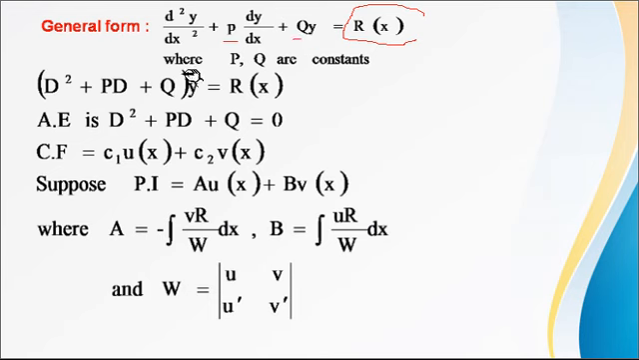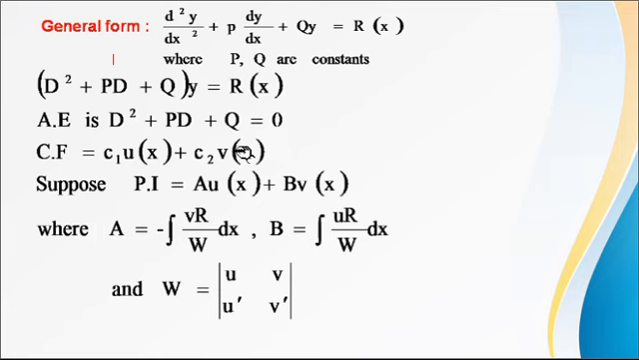First of all, you have to write this in operator form. That means we replace d²y/dx² with capital D² and dy/dx with capital D. Therefore (D² + pD + q) y = r(x), where D means d/dx. Now write down the auxiliary equation. For any method, the complementary function is common. So first we equate D² + pD + q, that means f(D), to 0.